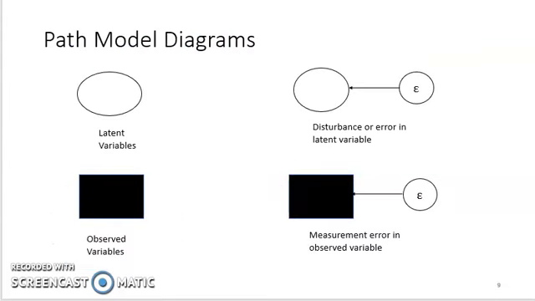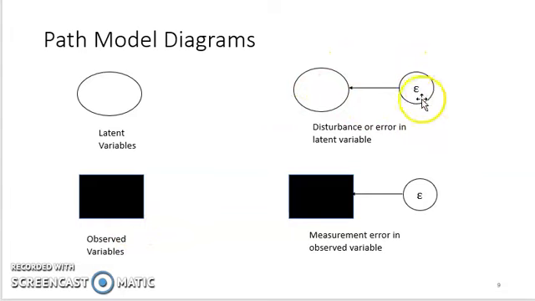Now look at slide 9. In slide 9, I'm going to go over some of the basic rules for diagrams. So a circle is really considered a latent variable, and some of the circles could be a latent variable that informs or predicts the observed variables, and some of them may be the result of modeling and being a disturbance or error in the latent variable, something like this.